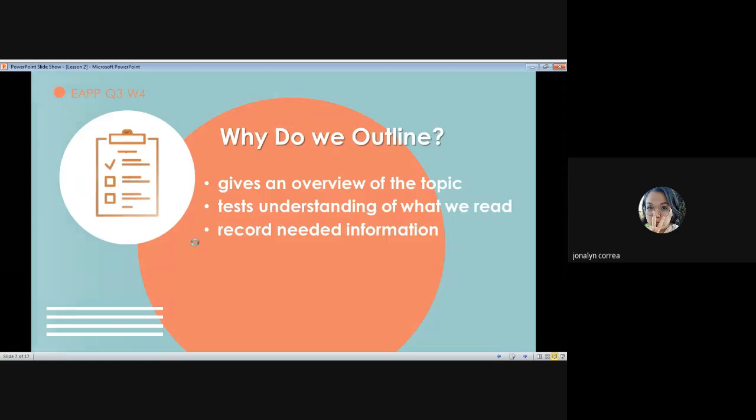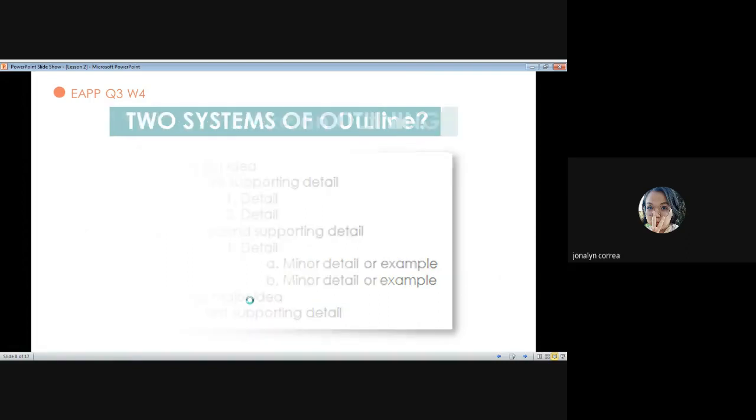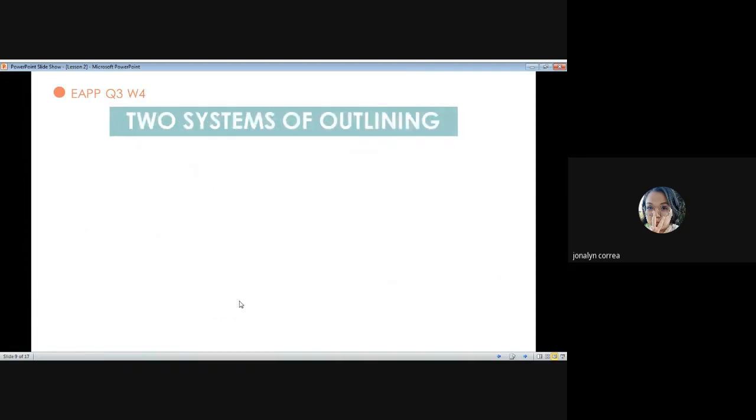Now, how do we outline? How do we make an outline, or how to make an outline? So you have all your ideas. So you should organize them as major ideas, supporting details, the supporting details, and we have also the minor details or examples of the specific detail. Then this another major idea with its supporting details.